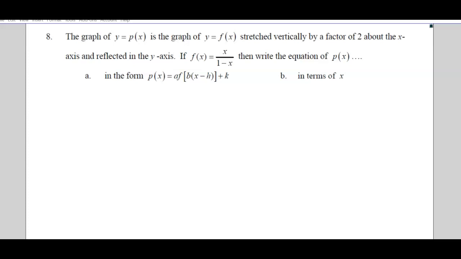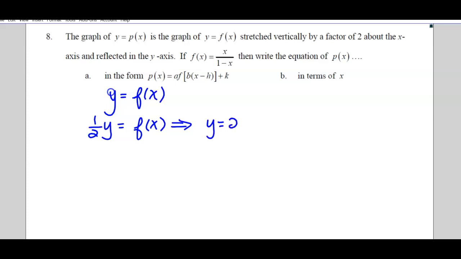So that means we don't need to know what the function f of x is. I'm just going to do my work on f of x. It says it is stretched vertically by a factor of 2, so that'd be 1/2 y equals f of x. If you want to solve for y right now, you can. Remember it says write the equation, so that means you don't have to show work.